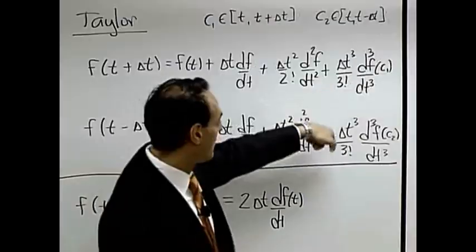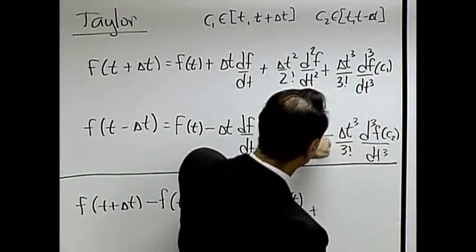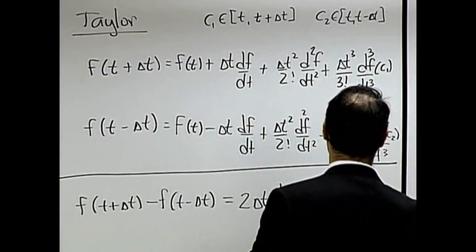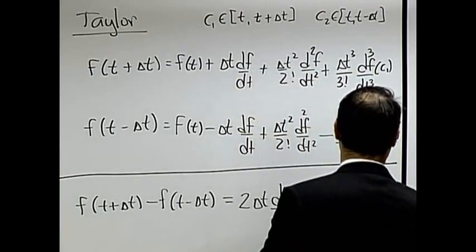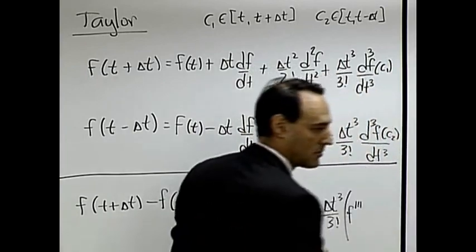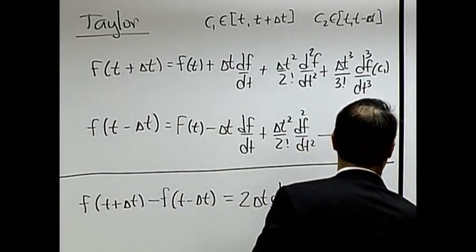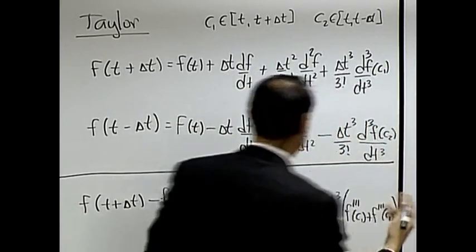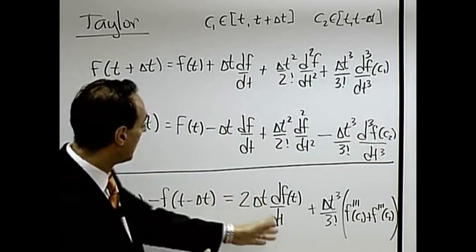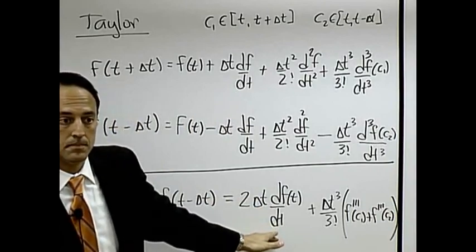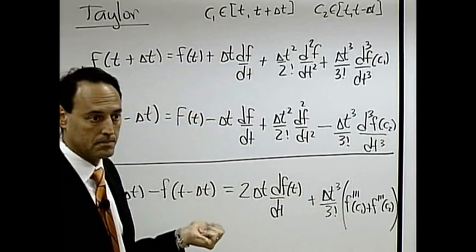And by the way, these cancel, so I'm left with this minus minus, gives me a plus. So now this becomes a plus, so I have a delta t cubed over 3 factorial, and then I have that one and this one, so I get, I'm going to write third derivative with primes like this because I'm running out of board space. So f triple prime at C1 plus f triple prime at C2. What did this buy me? What I'm going to do now, I'm going to solve for df dt here. So I'm going to take this to the side, divide by 2 delta t.